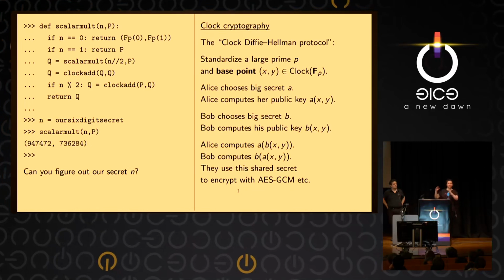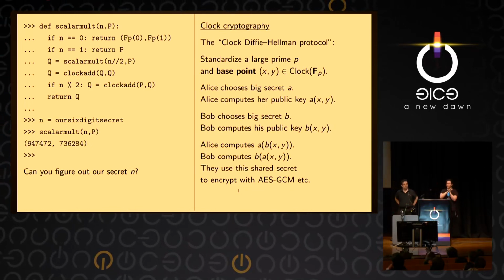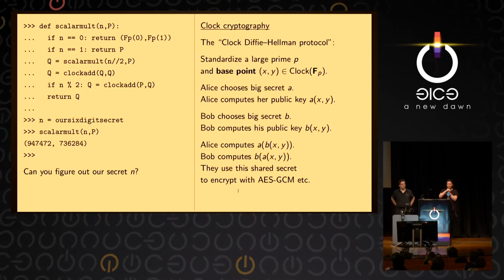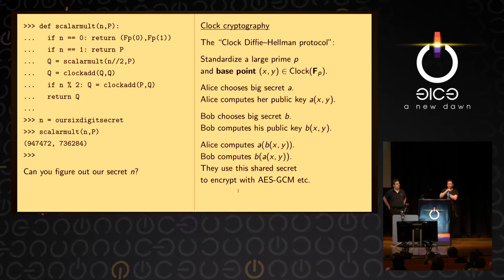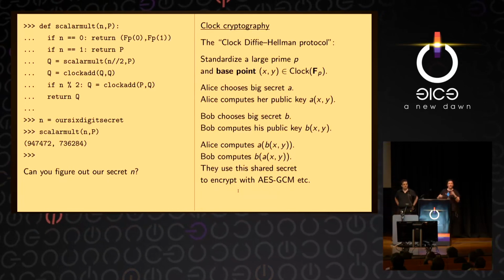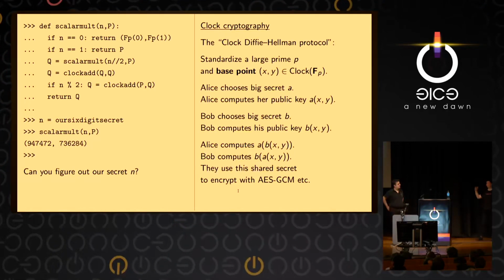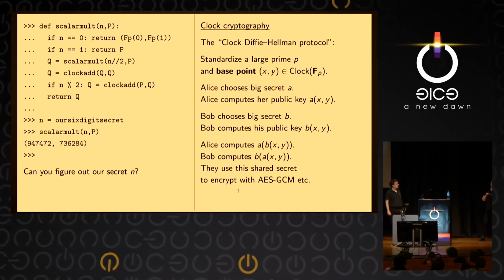So that means this P on the previous slide. The P where we say, well, we give you P, we give you n times P, we just don't give you n. So let's assume that somebody gives you little p, which is the prime, and this base point, big P, x and y coordinates, which are on the clock. Then what Alice and Bob are doing if they want to communicate, so I would like to send something over to Bob here. I'm Alice.